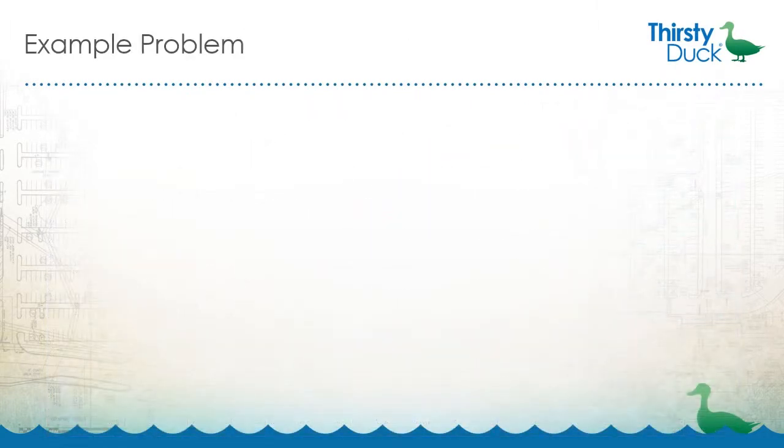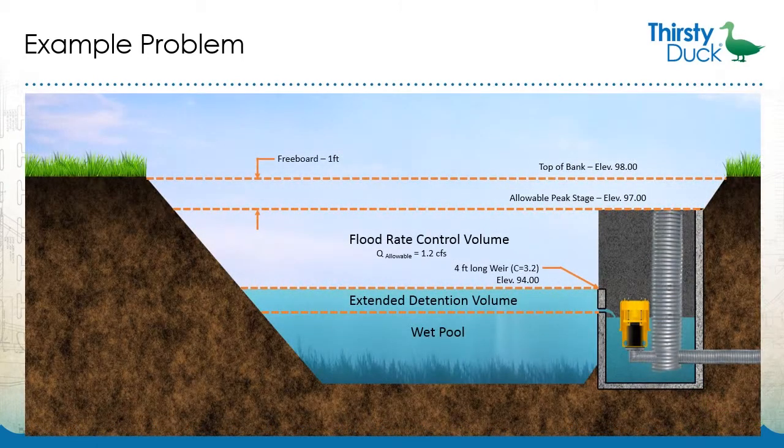Now that we've reviewed each worksheet in the TDP series design tool, let's create a rating curve for the following example problem. Thirsty Duck will be installed in a wet extended detention pond with a minimum discharge elevation of 94.00 feet NAVD88. The allowable discharge rate is 1.2 CFS. The top of bank elevation is 98.00 feet, and 1 foot of freeboard is required by the local regulatory agency.